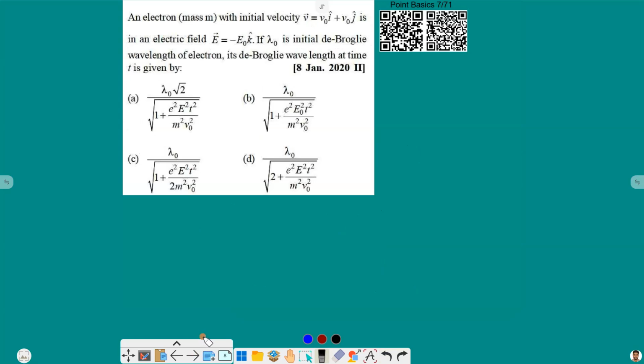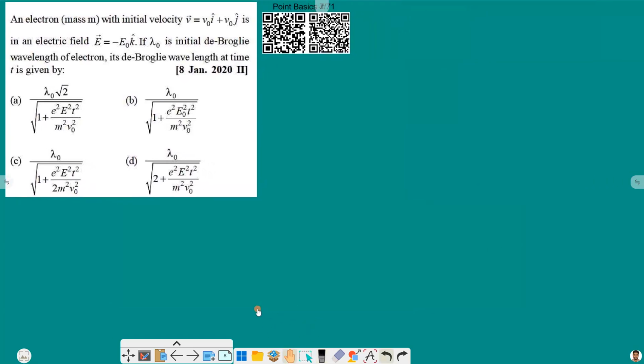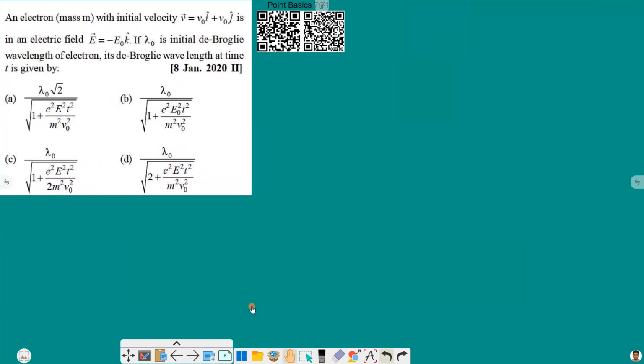In the next one, an electron of mass m has an initial velocity given by this, and the electric field is this. Lambda naught is the initial de Broglie wavelength of the electron, and we want the de Broglie wavelength at time t. So this is a type of question which I think we have already covered in NEET also. If you have not watched those videos, you can also go through them. They will give you some additional practice also.